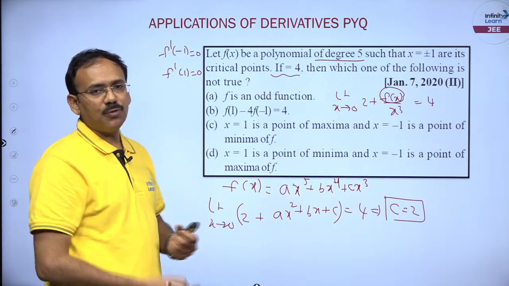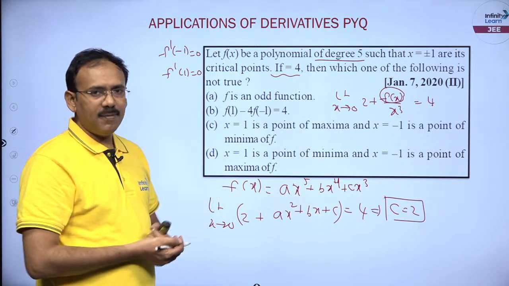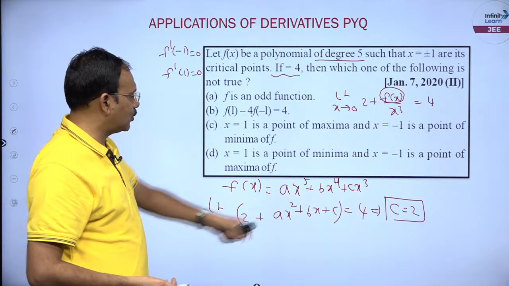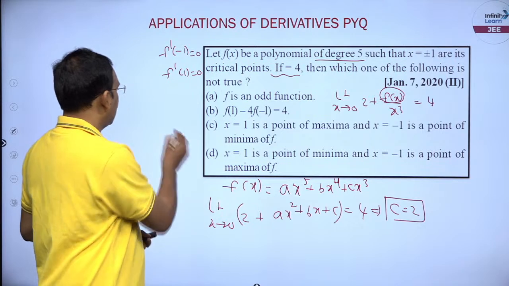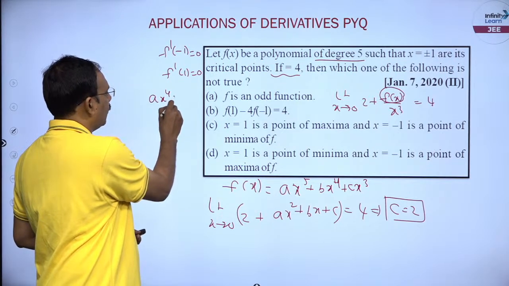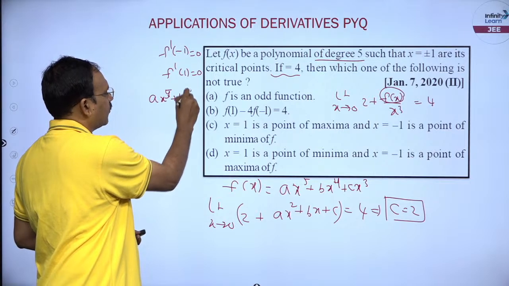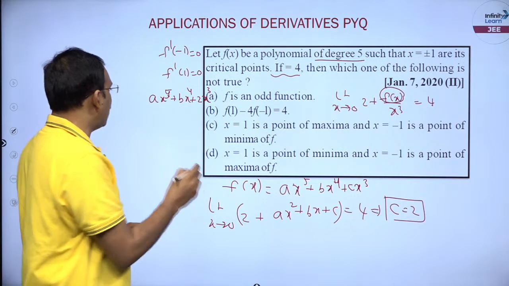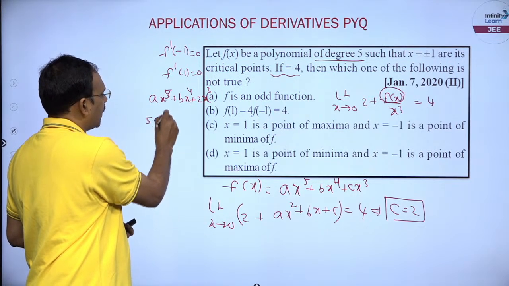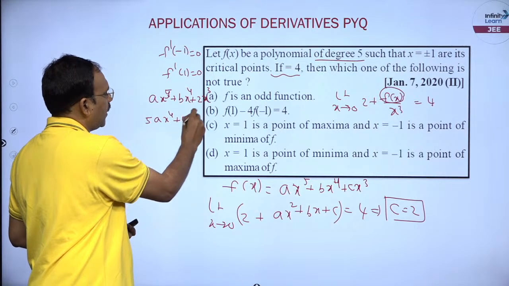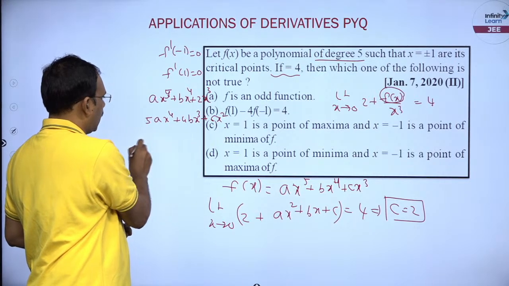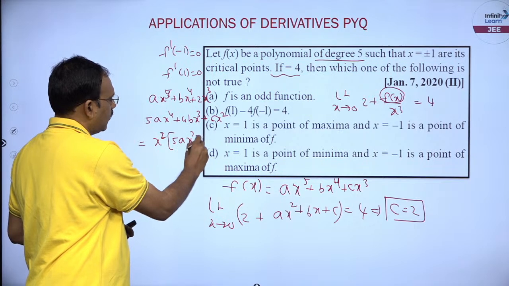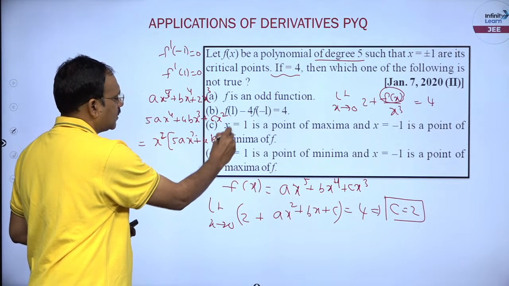Once c is equal to 2, dear friends, I need a and b. Now, you can also see, c is the derivative. So, you can take f of x as a x power 5 plus b x power 4 plus 2 x cube. Now, its derivative you just see 5a x power 4 plus 4b x cube plus 6x square, where you can take x square common, and 5a x square plus 4bx plus 6 you are left with.